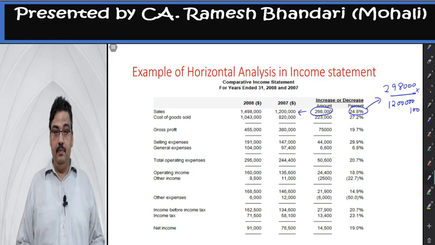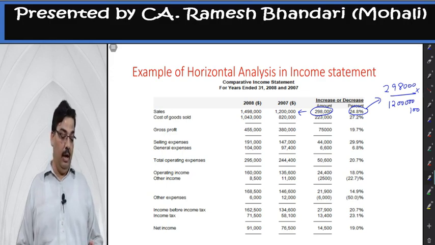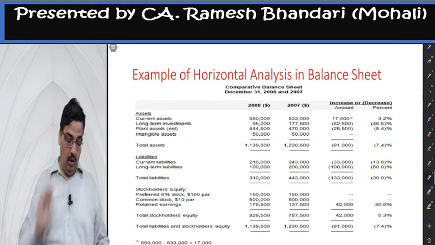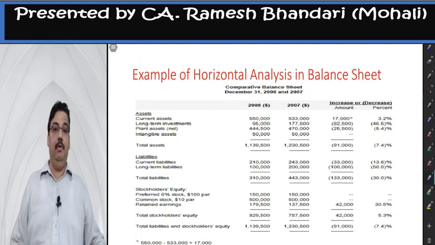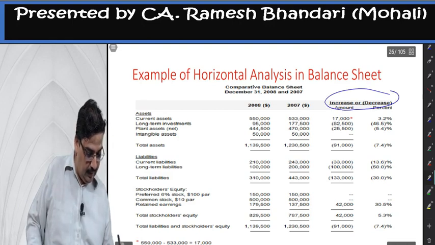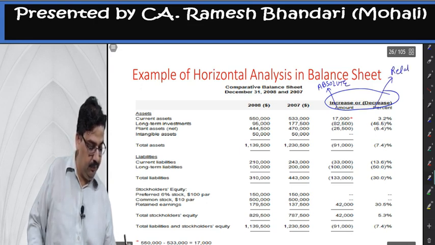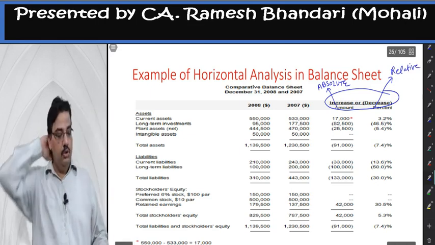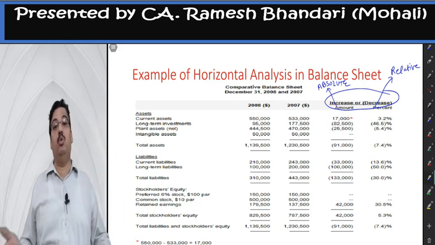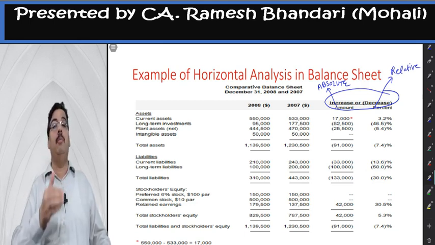This is the horizontal analysis for an income statement. Similarly, in a balance sheet, horizontal analysis has been explained. Same way, pick out the absolute increase or decrease. This is absolute. This is relative, in percentage terms. So we are computing the increase or decrease, then dividing by the previous year figure, the original, into 100. Percentage increase is always absolute increase divided by original into 100.